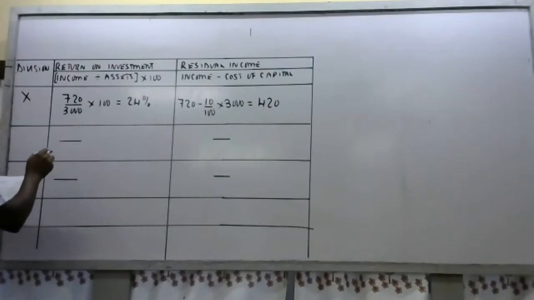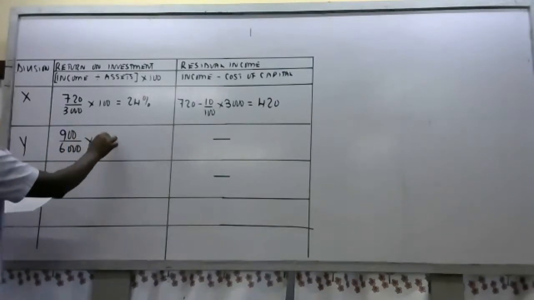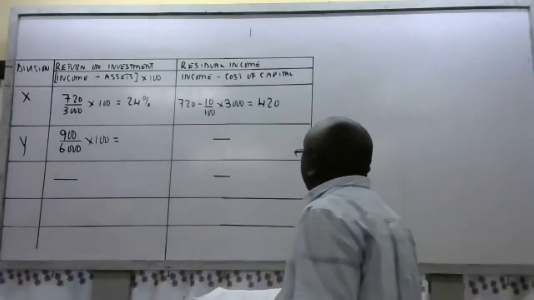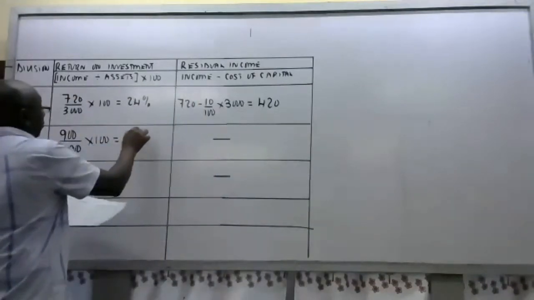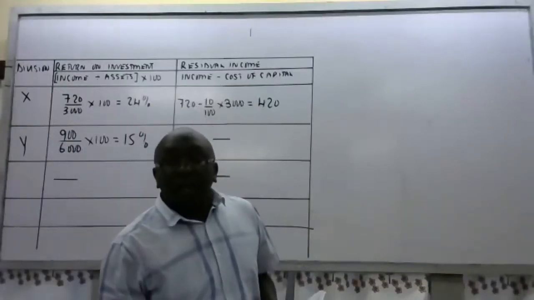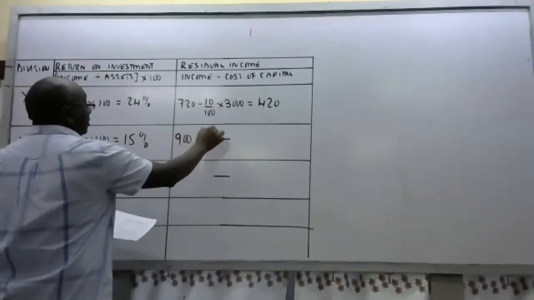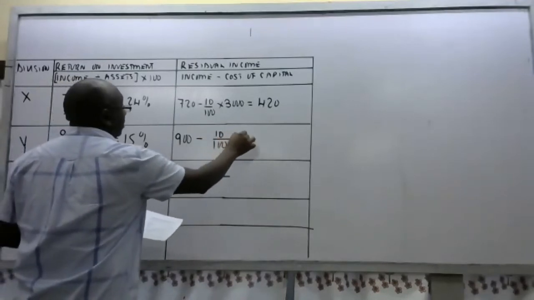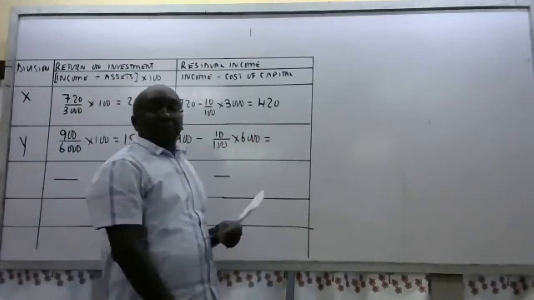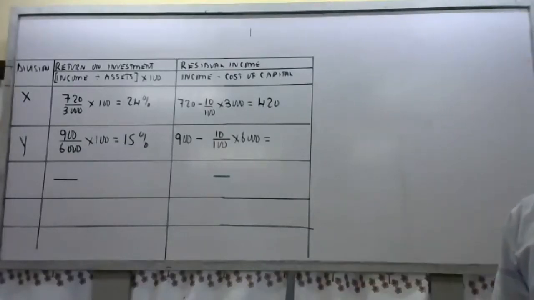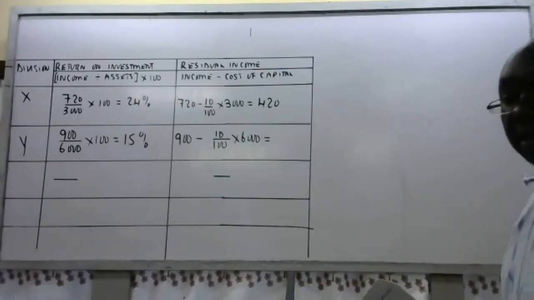Let us go to division Y. Division Y, you do the same thing, 900 divided by 6,000 times 100. Give me what percent that is. I can see June already sending 15%. Yeah, good, even Jack. On this other side, we will say it is 900 minus 10% of 6,000. Yeah, June, Churchill, good. 300.